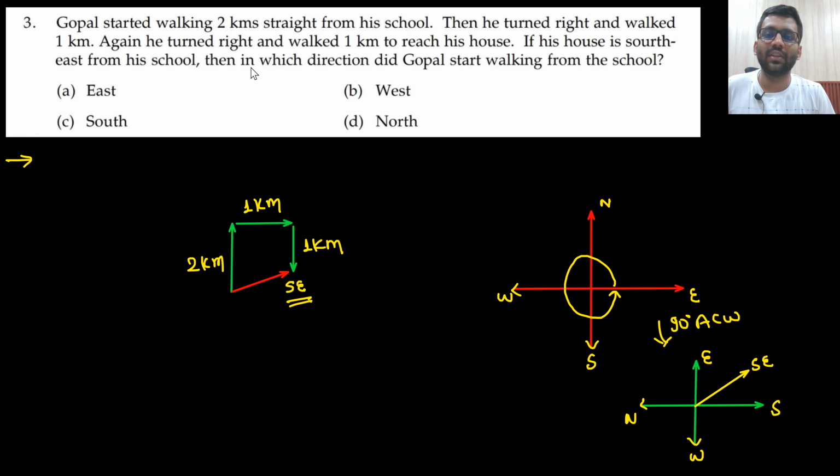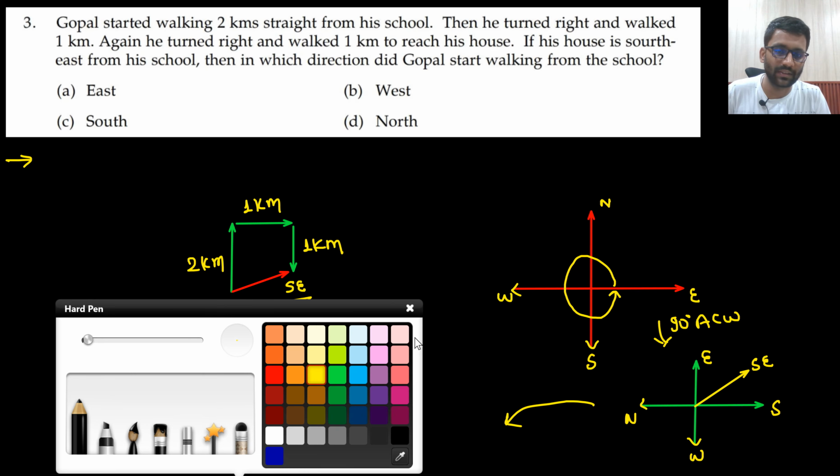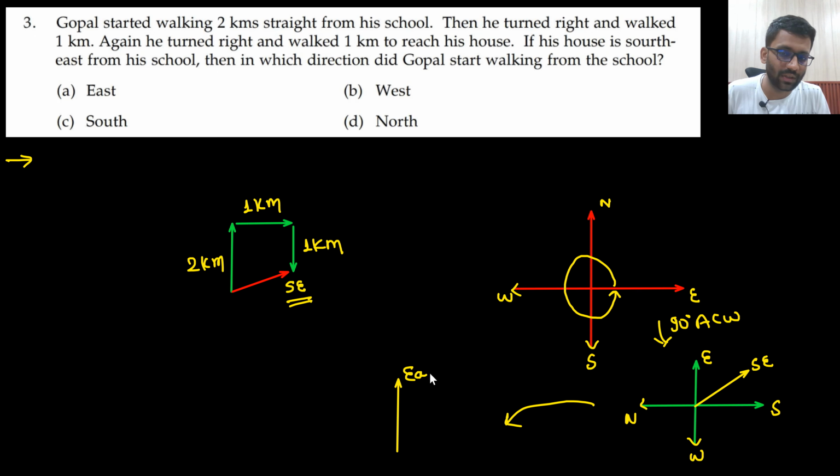So in what they are asking, in which direction did Gopal start walking from the school? In the upward direction. So what is the upward direction? As per this, upward direction is east. Upward direction is not north. So Gopal started walking in east. Okay. Well and good, so this was a good question. He just started walking, they did not tell the direction. Then where he reached? He is in southeast now. So he must have started walking in east. Right. So answer is east.